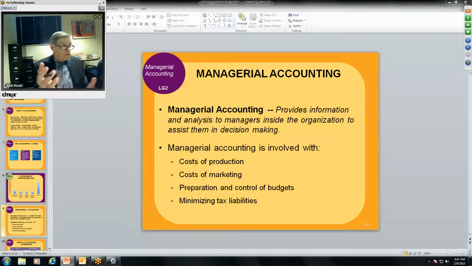What it costs to tell our story about the products we have. And of course, then we have to prepare our budgets and make sure we have adequate safeguards to control the money that's there. And then obviously, the thing there that always talks about is minimizing tax liabilities. Now, the first thing that comes to anybody's mind when they see that statement down there is cheating Uncle Sam. And that really is not the purpose of that.